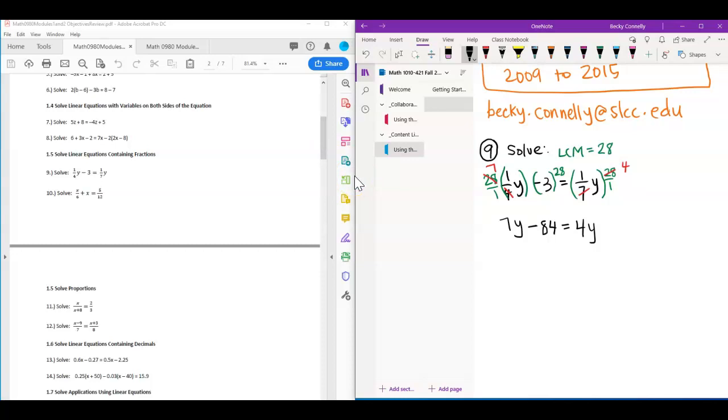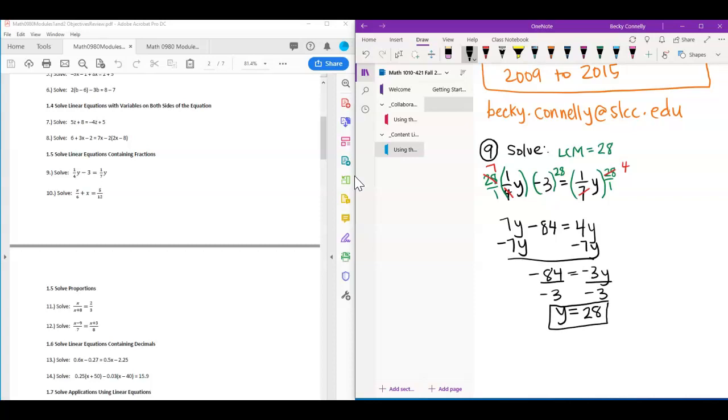Okay, so now we just need to get y's on the same side. So I'm going to subtract my 7y over here. And I have negative 84, don't forget about that negative, equals negative 3y. And let's divide both sides by negative 3. And what do we come up with? 28, yes. Okay, so y equals 28.